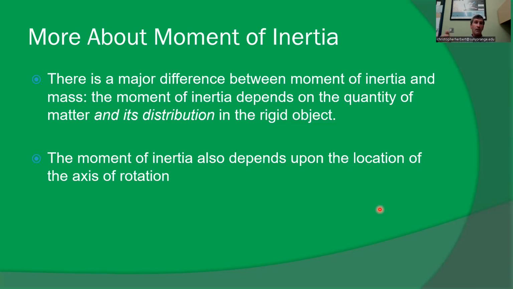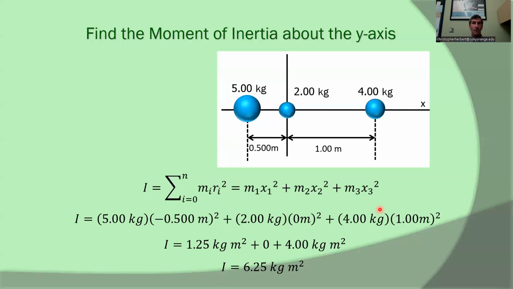But again, there's a major difference between the moment of inertia and the mass, okay? The moment of inertia depends on how much mass and how far it is from the axis of rotation for a rigid body. Let's do a very simple calculation. Let's say we have 3 masses here, and I want to know how this whole system is going to rotate about the y-axis, okay? How that moment of inertia is going to be with respect to this.